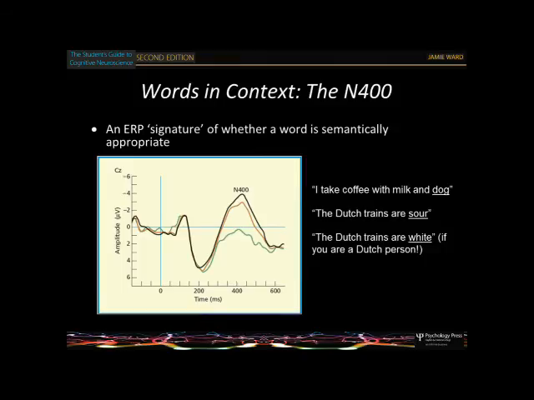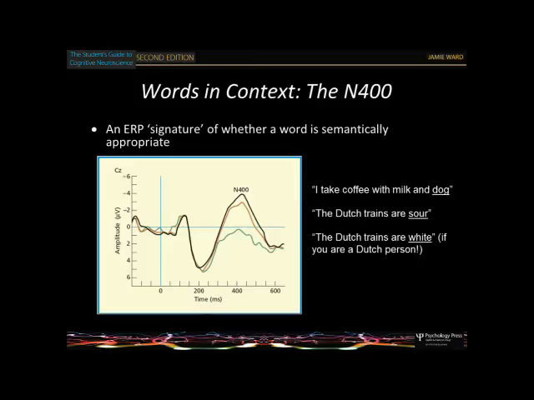But you also get it for real world properties. So if you read this sentence, the Dutch trains are white, most of you here would not get an N400 to the word white, but a Dutch person would, because in Holland the trains are yellow, they're not white. So again, even though this is semantically appropriate, if your knowledge of the world conflicts with that, you will then get an N400. So it depends on your culture as well, whether your culture says that's an allowable context or not.